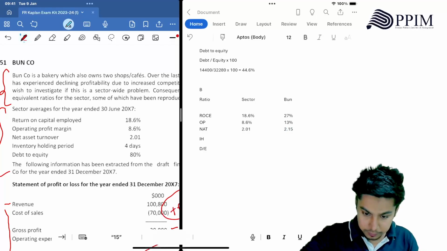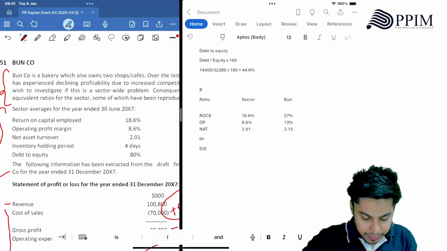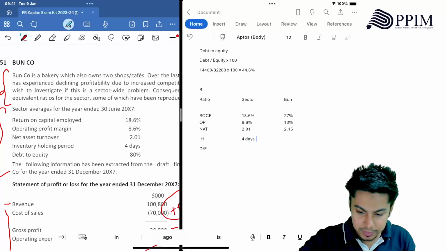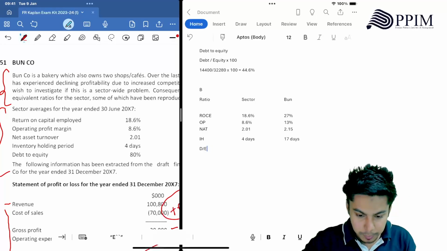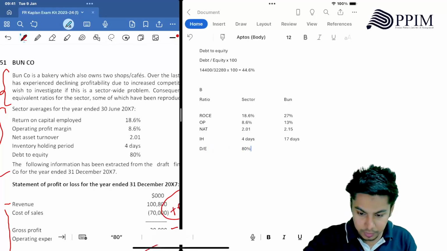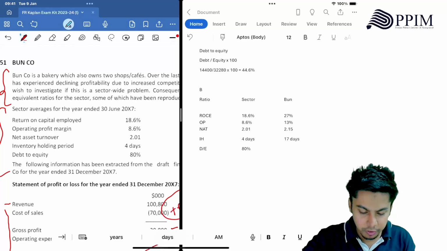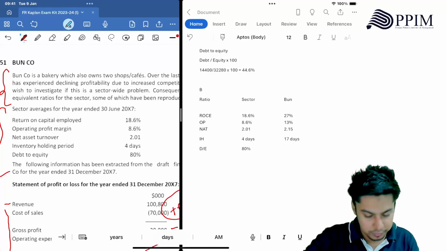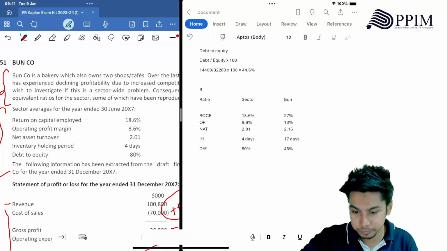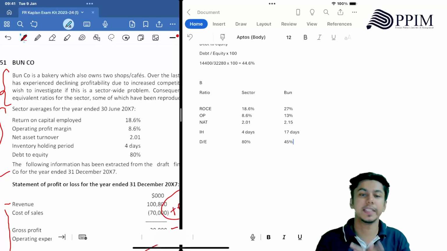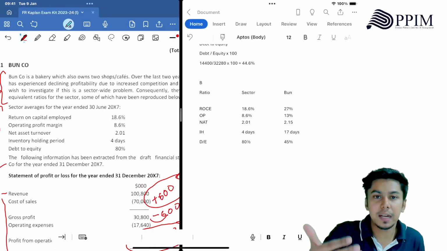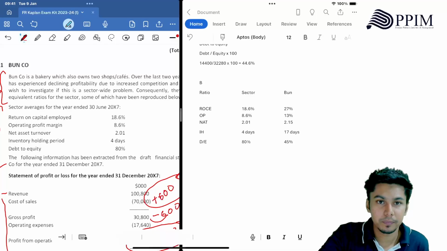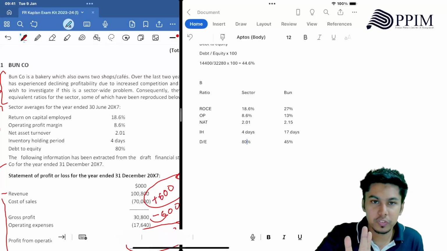2.15. Okay, inventory holding, guys, they are 4 days, but we were some 17. No, 17 days. Right, debt to equity, these people are 80%. Okay, we were some 44. No, 45%. Okay, guys, first start this way. Now in this paragraph, first you start by giving a general comment. Okay, always in ratio questions, guys, when you start, give a general comment.